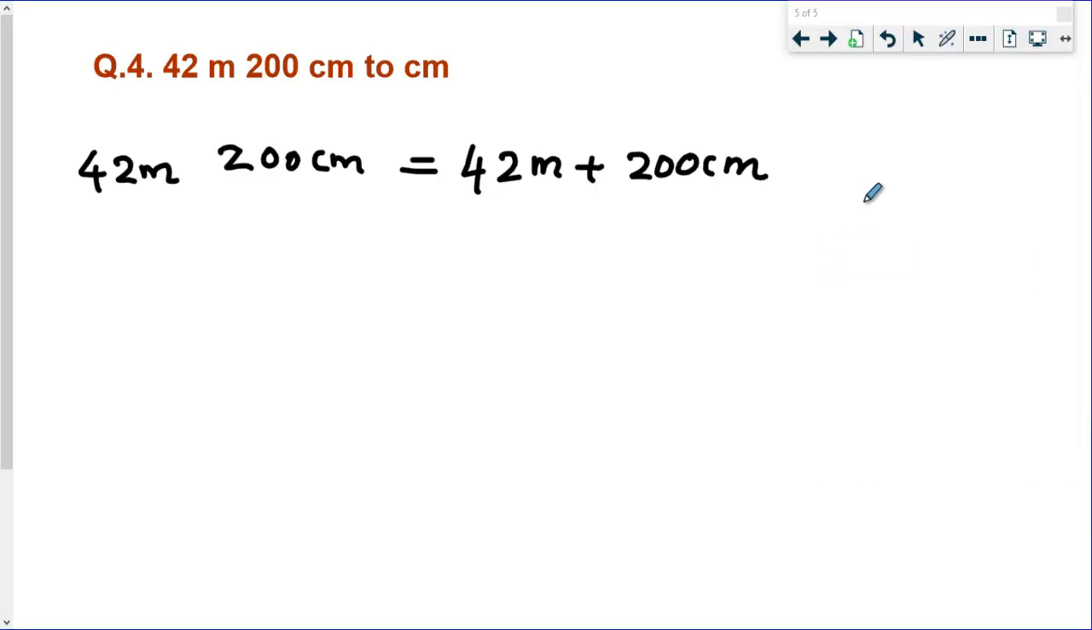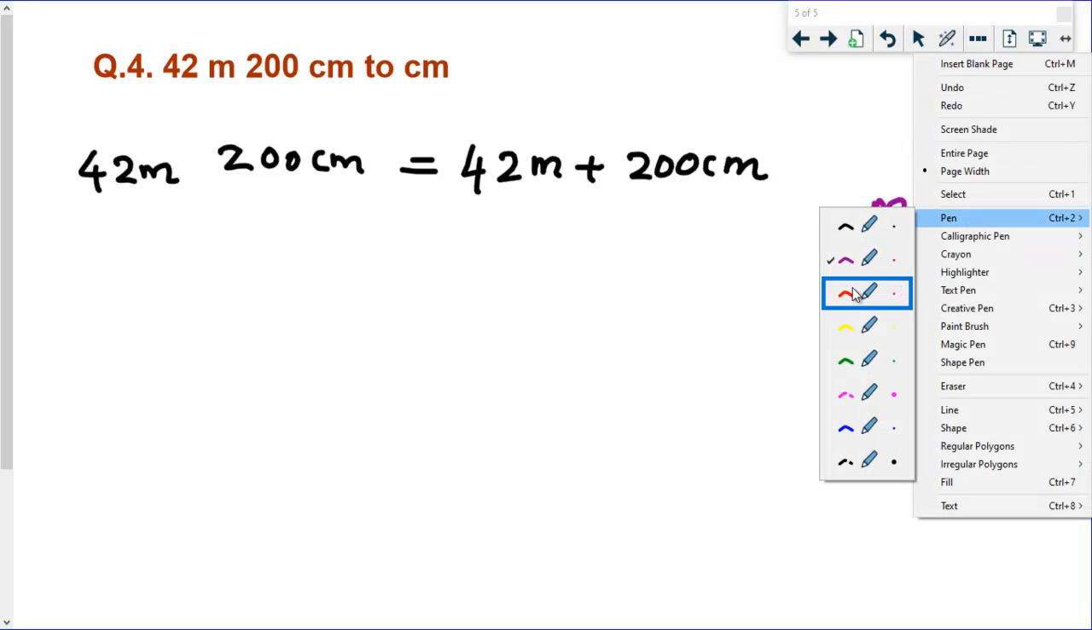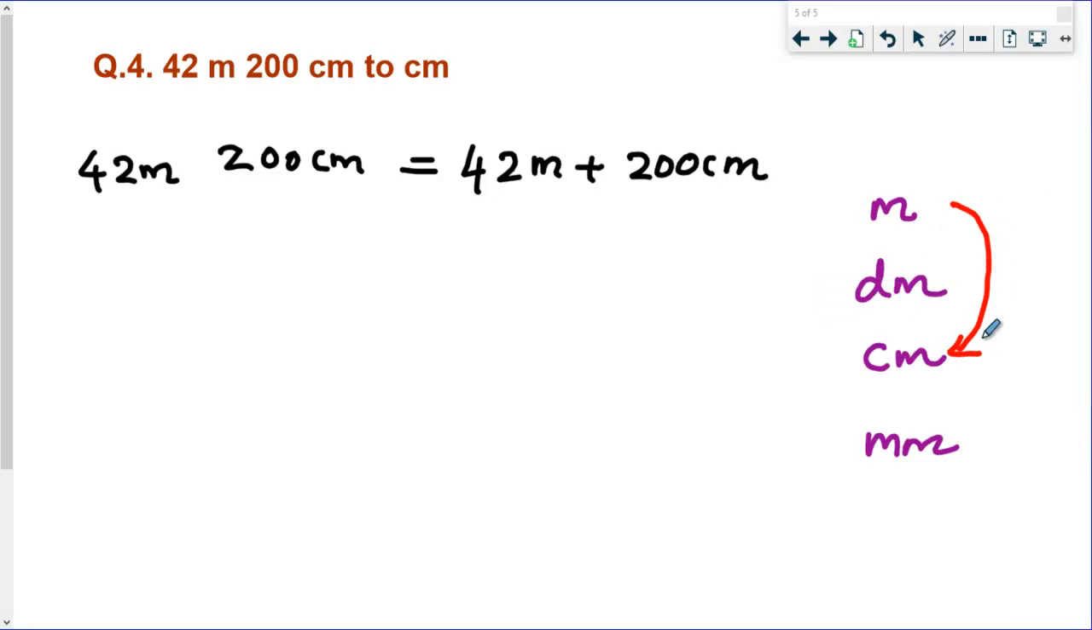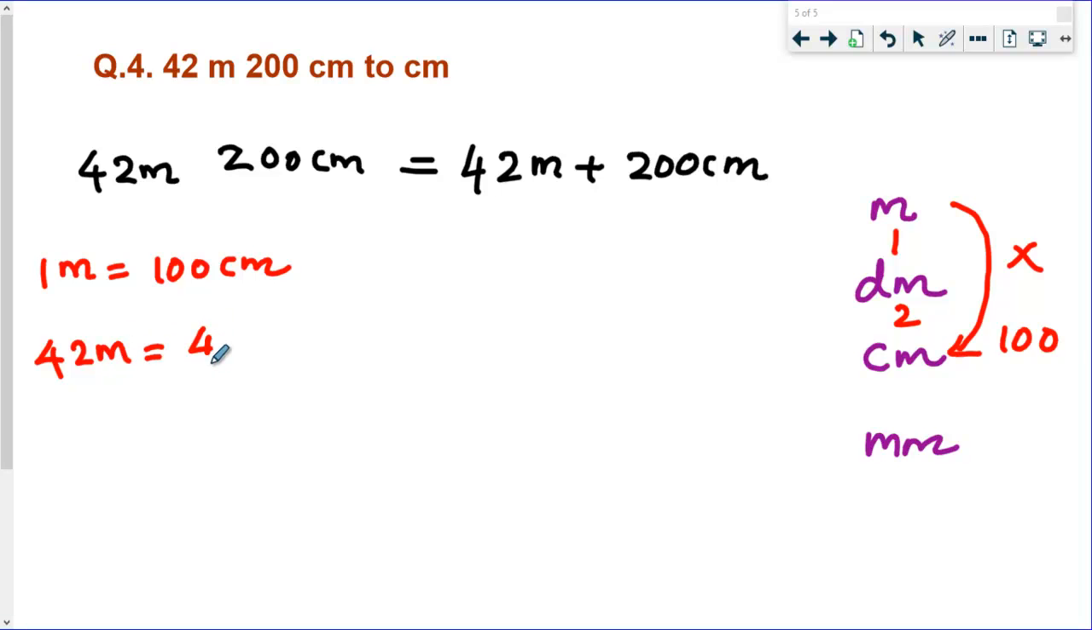For converting the first one, we can write the unit, that is meter, decimeter, centimeter and millimeter. Here we want to convert from big unit to small unit, that is meter to centimeter. So we have to multiply. In between the two there are 2 tens, so we have to multiply with 100. So here we can write 1 meter is equal to 100 centimeter. So 42 meter is equal to 42 into 100 centimeter. So 42 into 100, that is, we have to add 2 zeros, 4200 centimeter.